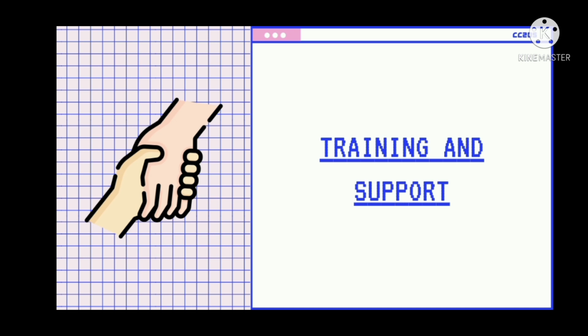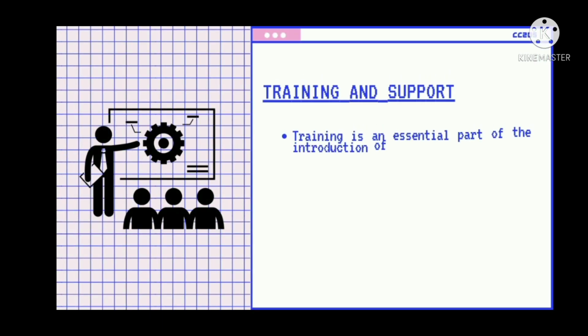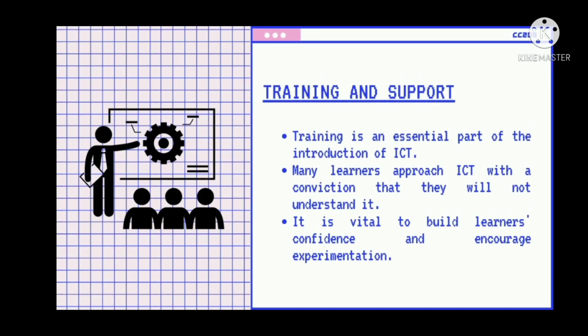Training and support. Training is an essential part of the introduction of ICT. Many learners approach ICT with a conviction that they will not understand it. This represents an immediate obstacle for whoever is trying to teach them, because such an expectation risks becoming self-fulfilling. Moreover, it is vital to build learners' confidence and encourage experimentation.